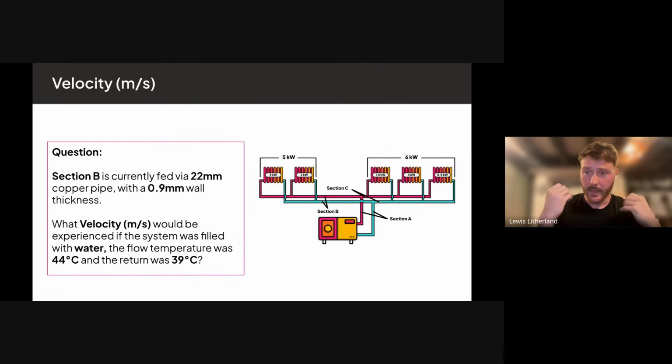So first thing, again, you're in the real world, you've done your heat loss calculations, you've come out that you need to send 5 kilowatts down that pipe work, that section B pipe work. You've seen that it's 22mm pipe, you've done your research, you found that 22mm copper pipe has a wall thickness of 0.9 millimeters. And now you're trying to work out what velocity would be experienced if the system was filled with water. Again, think back to last week if you were on the call of why that's important. The flow temperature at that one point in time was 44 degrees and the return was 39.